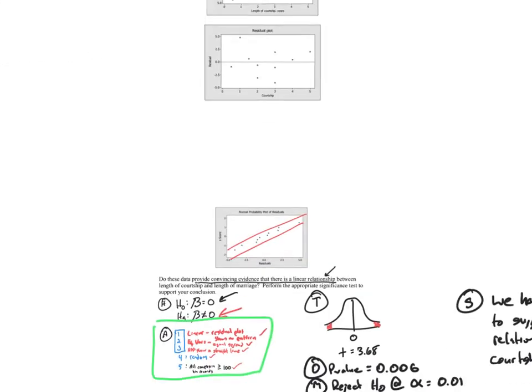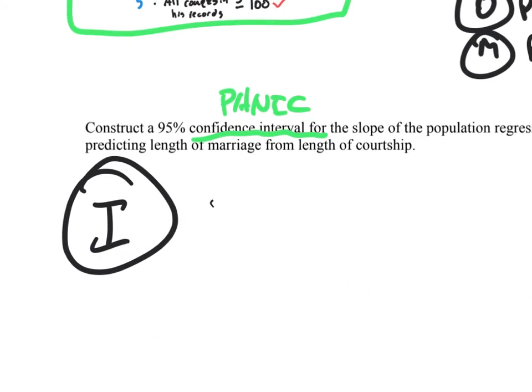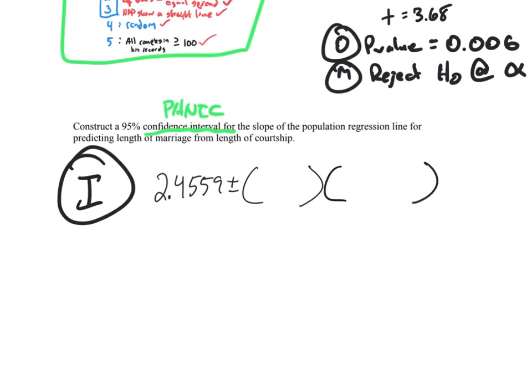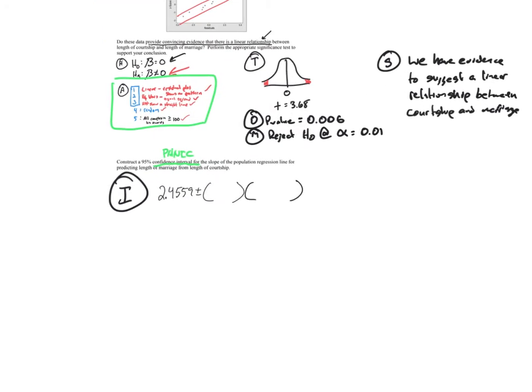2.4559. Use the whole number. They gave it to you. 2.4559 plus or minus t lookup. We'll have to go do that. Times the standard error of the slope. Okay, going back here. Standard error of the slope, 0.6669. All right, t-value. So again, my sample size is 10, so my degree of freedom is 8. Remember, since it's bivariate data, subtract 2.